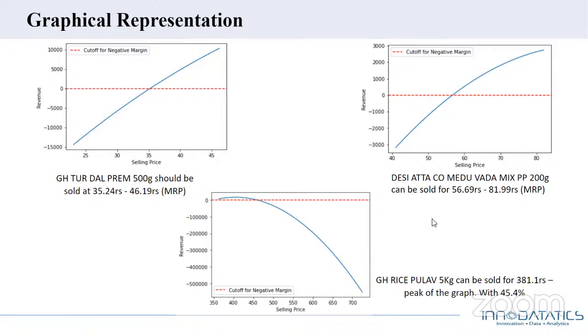So for GH rice pulao 5 kg, the peak of the graph gives us the optimal price where revenue is maximum. Next slide, please.